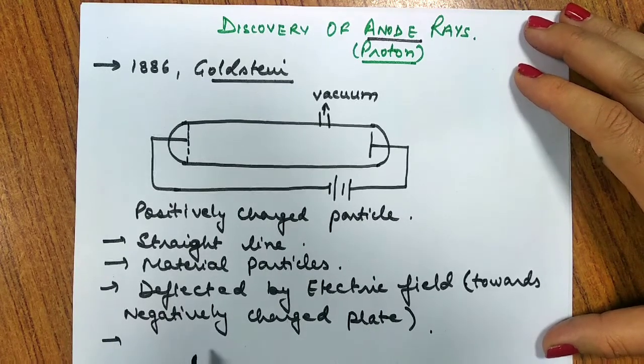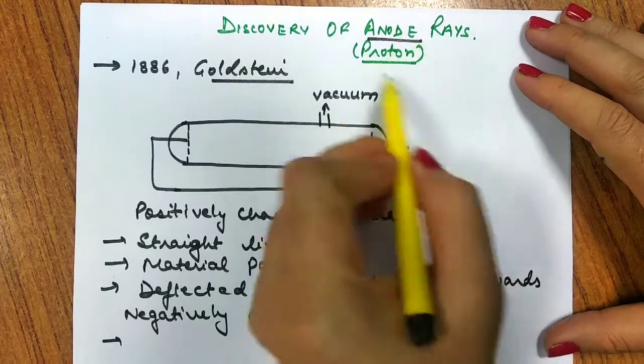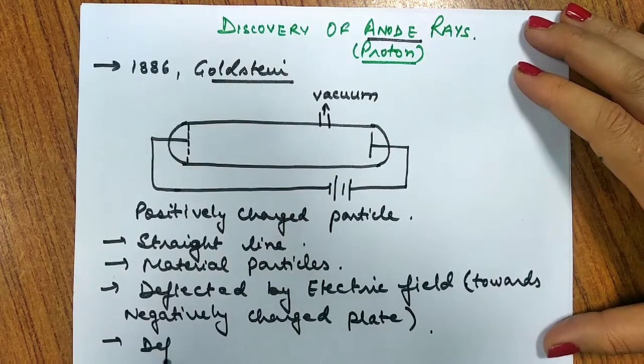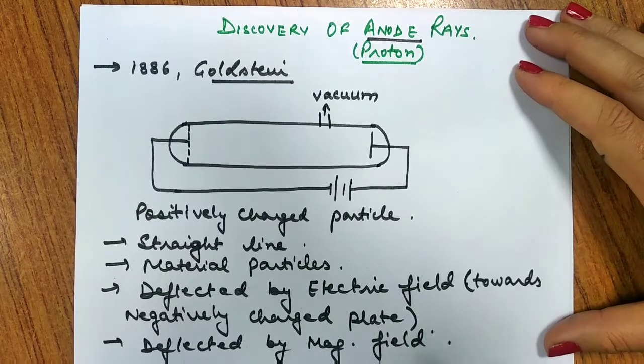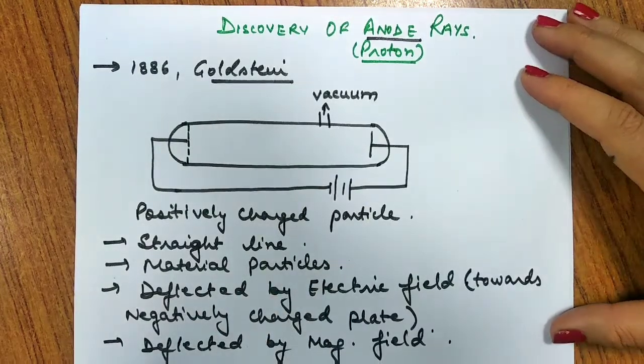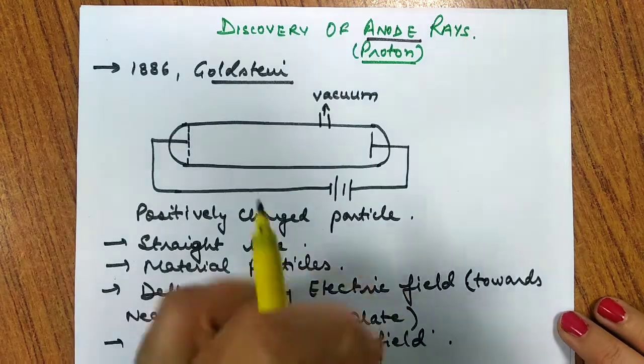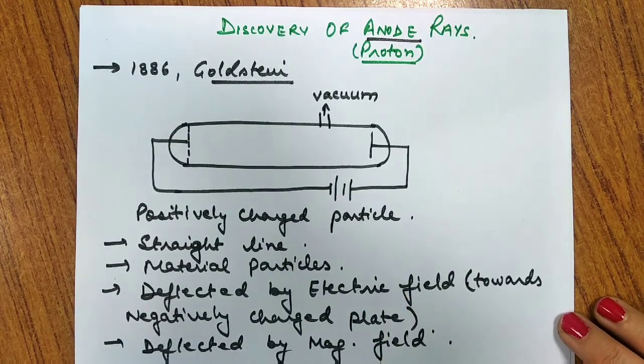Similarly, when a magnetic field is applied, we get the deflection in the direction that should be expected from a positive charge. That means they are deflected by a magnetic field. In what direction? Just as positively charged particles deflect. So these are certain characteristic properties of anode rays.